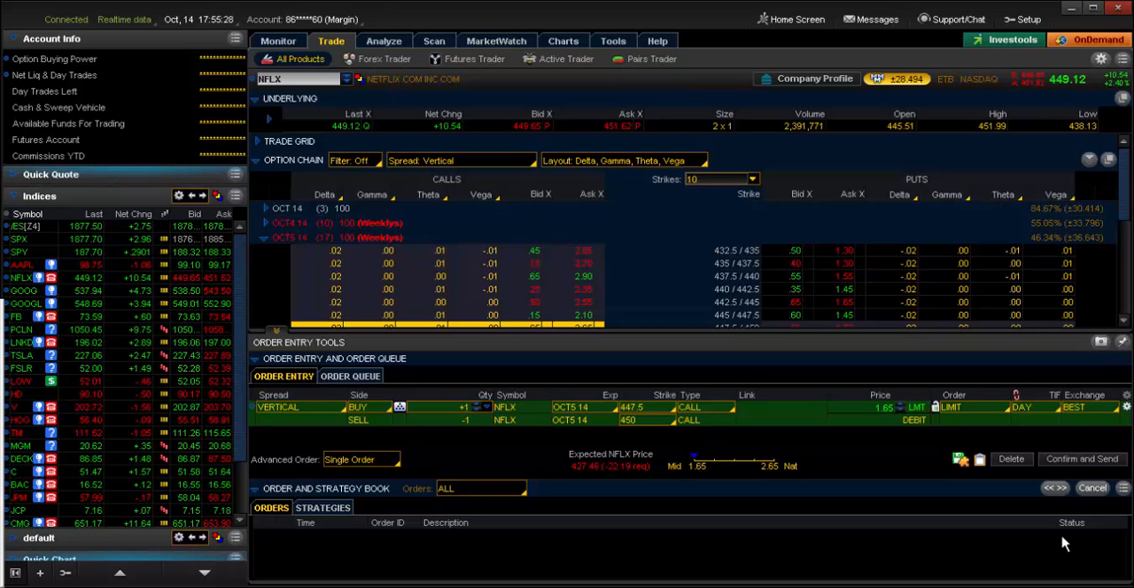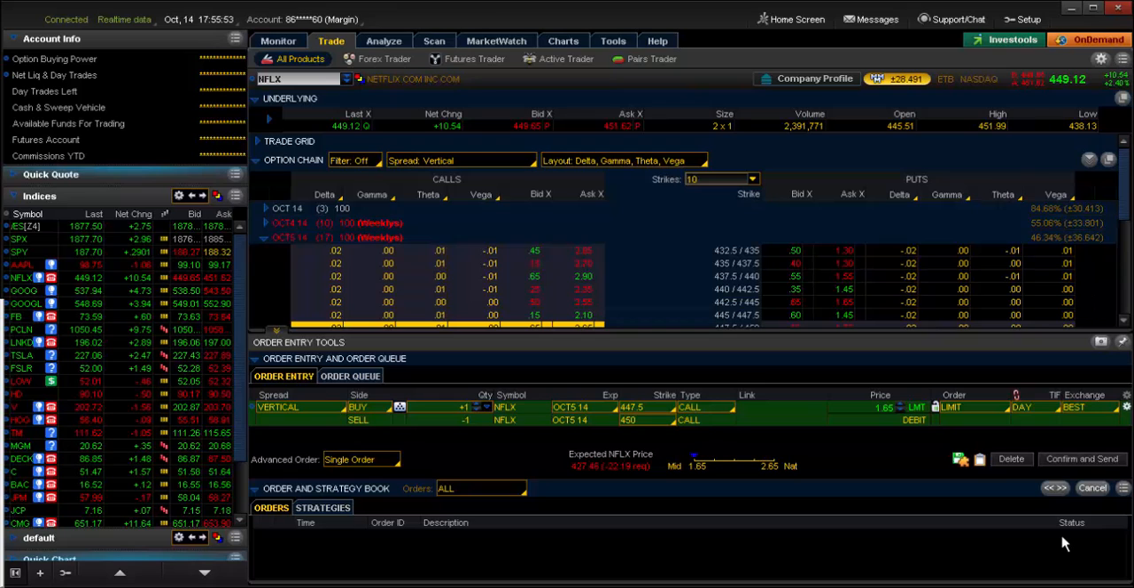A bull call spread is simply a bullish strategy. In its composition, it is just buying one call strike and selling another call strike ahead of it. Now, this will result in a debit. As with any strategy, the most important strike in your strategy will be the one being sold. So let's take a look at an example.